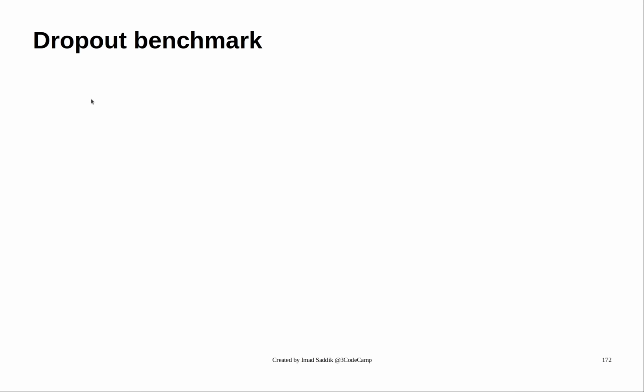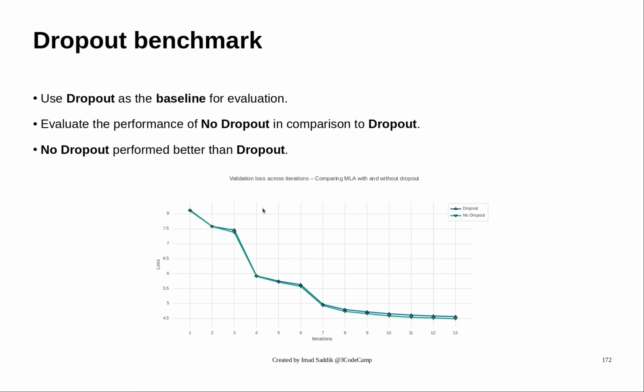In this final benchmark, I am going to compare using dropout to not using dropout. Here are the results. And as you can see, because I have trained the model on just one epoch, not using dropout performed better than using dropout. Now let's go to VS Code in order to show you how to implement this, or what are the things that you need to change.